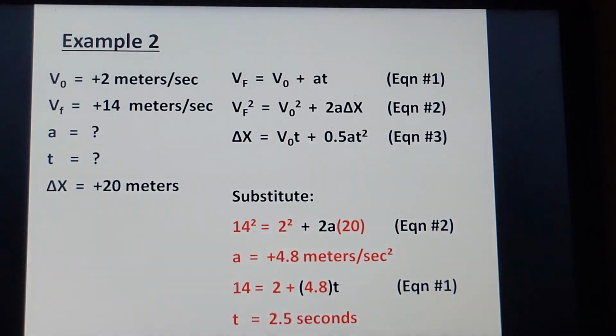In other words, acceleration just means your velocity is increasing by 4.8 meters per second each second. That's why it's 4.8 meters per second squared. Now you plug that number in and you'll determine that it took them 2.5 seconds to go 20 meters at that constant acceleration.